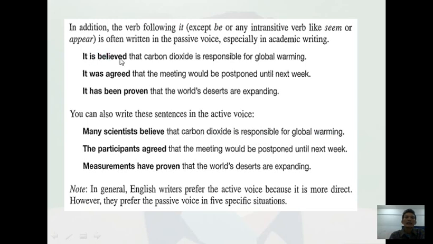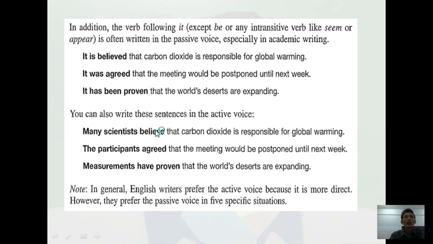Please compare: "It is believed that carbon dioxide is responsible for global warming" with "Many scientists believe that carbon dioxide is responsible for global warming." Both of them have equal meaning. Note, in general, English writers prefer the active voice because it is more direct. However, they prefer the passive voice in 5 specific situations.